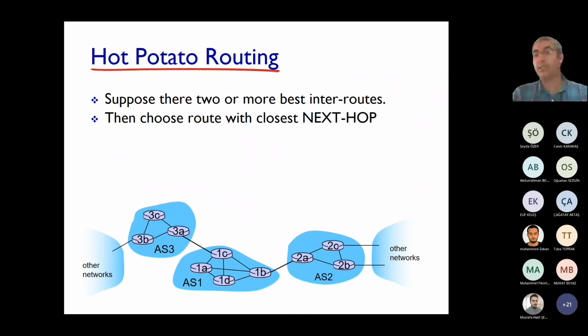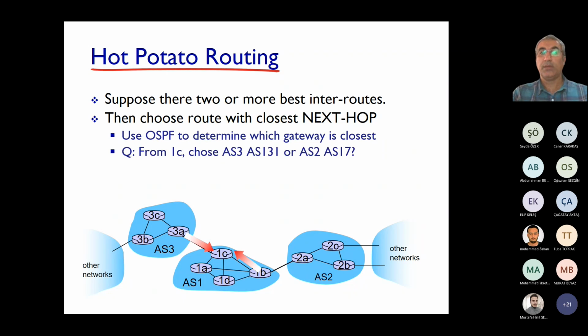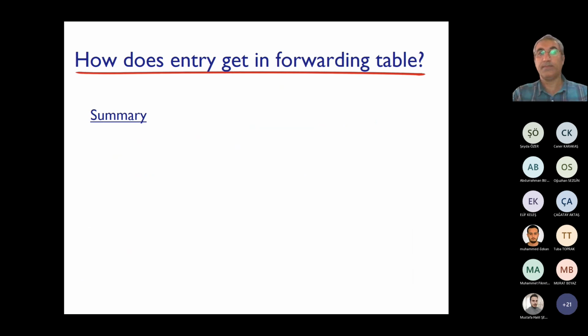How to pick the route? Suppose there are 2 or more best inter-AS routes. Then we are going to choose the route with the closest next hop. So use the OSPF protocol to determine which gateway is closest. And from 1C, for instance, choose AS3, AS131, or AS2, AS17. So we select the route AS3, AS201 since it's closer.